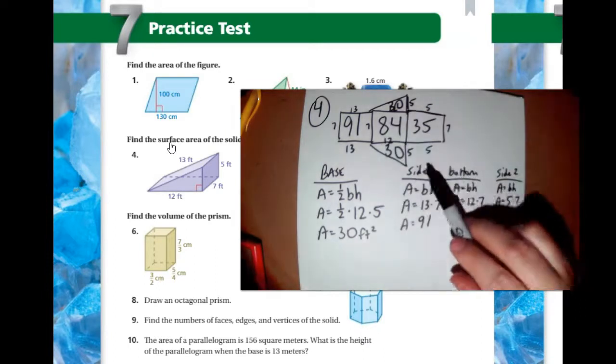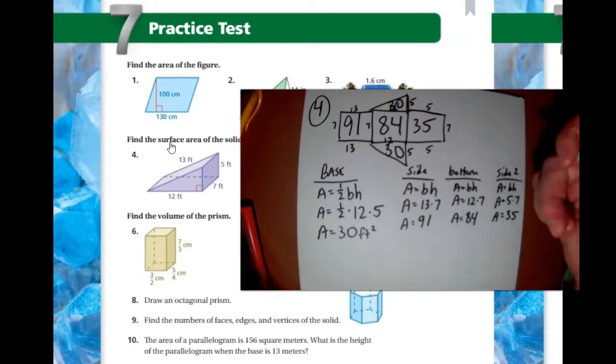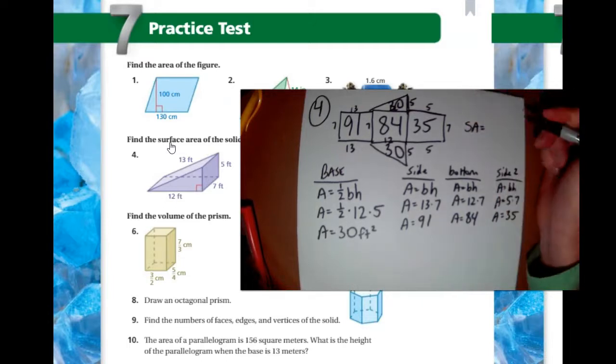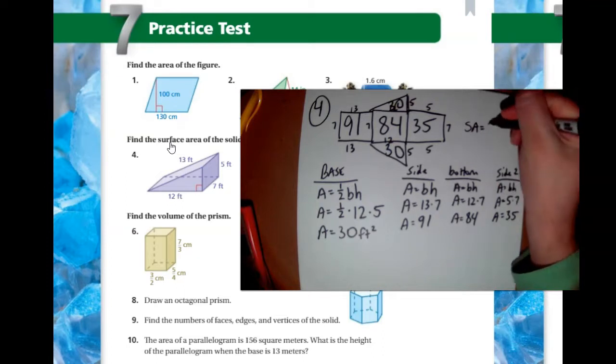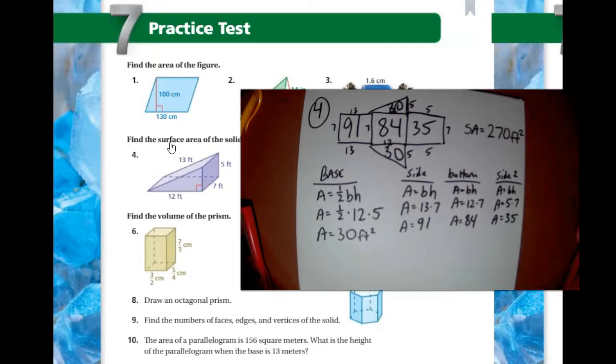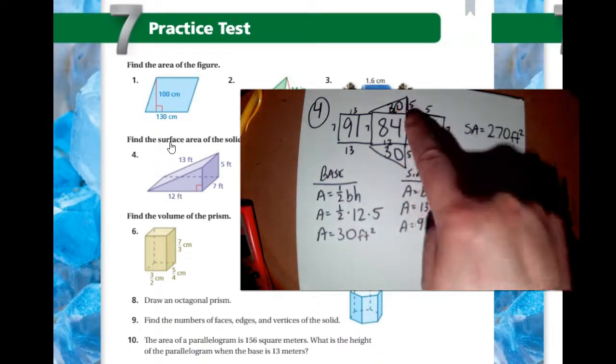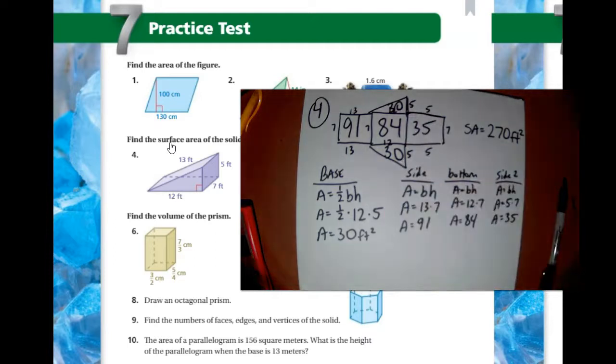Add them all together, right? I'm going to use my calculator just to make it a lot easier. Not absolutely required, but it might help you. 91 plus 84 plus 35 plus 30 plus 30. That's going to give me a total surface area, or SA, which is 270 square feet. That's the areas of all of my faces. Notice I just found the area of one base, 30, but that actually is the same area for both of my triangular bases. That is number 4.